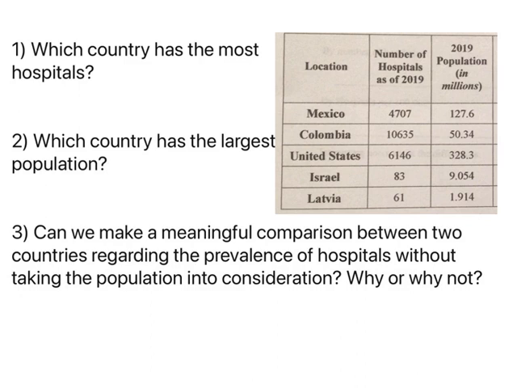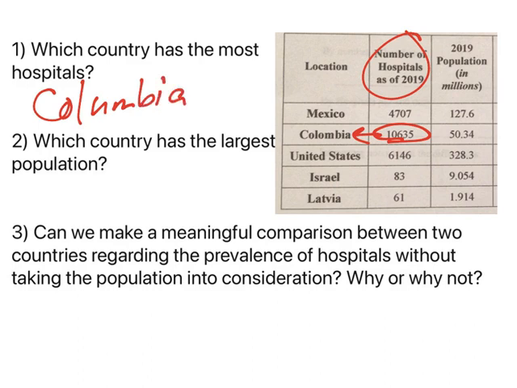So let's look at this. Using this piece and the number of hospitals, which country has the most hospitals? Well, the number of hospitals is in the middle here. Looking at which is the biggest number, this here. So Colombia has the most hospitals. Well, what country has the largest population? The population is over here in millions. Biggest number is here. That's the United States.